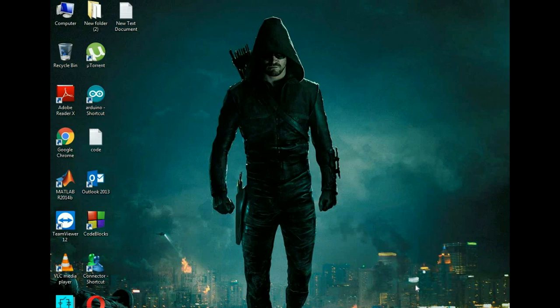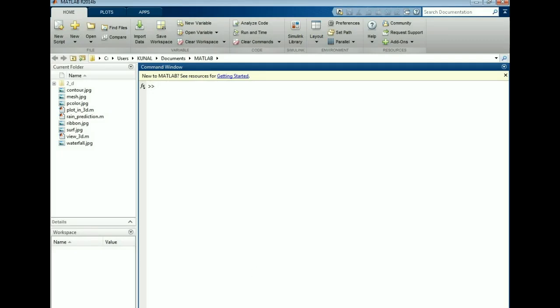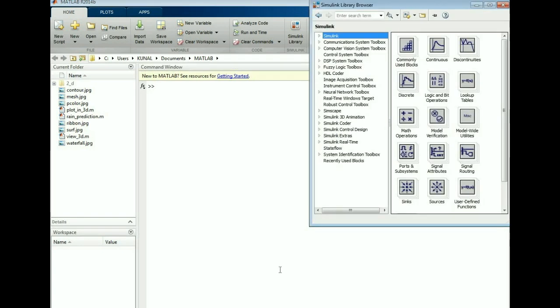Today we are going to learn about the Simulink library browser and get familiarized with it. There are many types of toolboxes available in the Simulink library browser, but we need very few of them to make our projects. At first, I shall introduce you to the Simulink Toolbox itself.